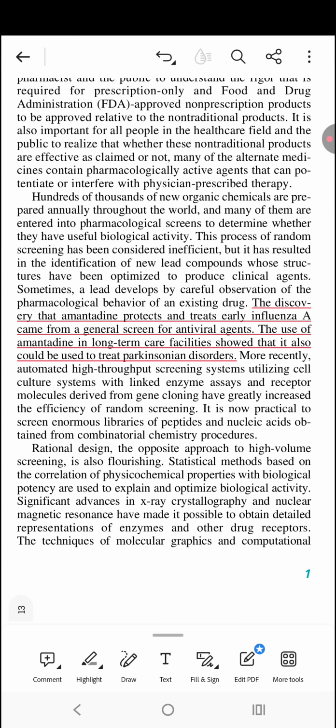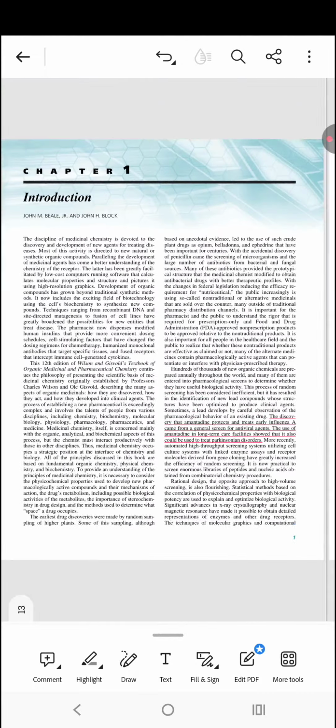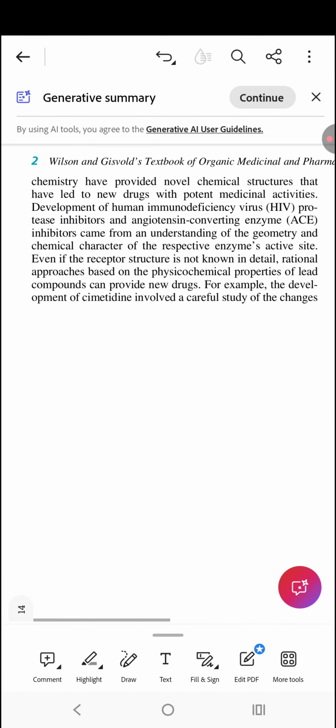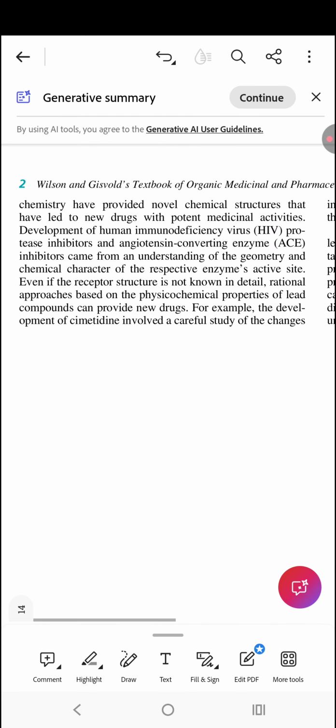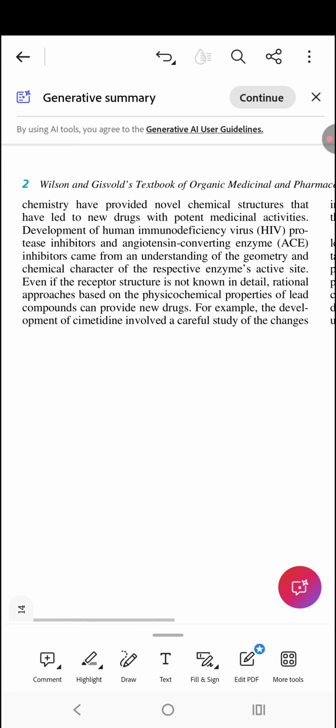This technique of molecular graphics and computational chemistry have provided novel chemical structures that have led to new drugs with potential medicinal activities. Development of human immunodeficiency virus protease inhibitors and angiotensin converting enzyme inhibitors came from an understanding of the geometry and chemical character of the respective enzyme active sites.